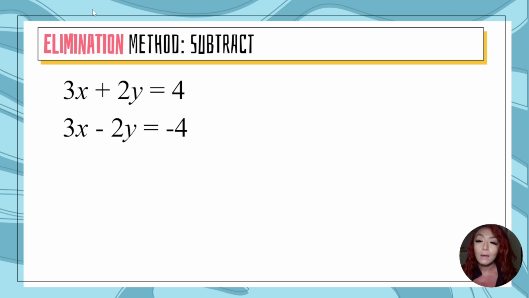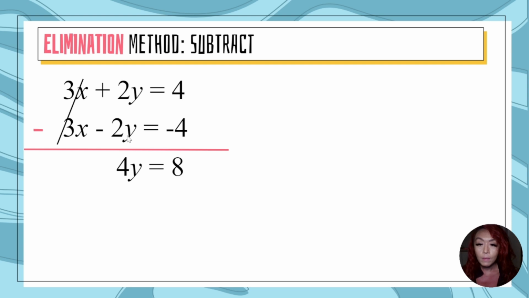So when you have two terms that have the same coefficient, same sign, you can subtract the equations to eliminate the variable. So now we're going to subtract the equations, and this time we're going to eliminate x to solve for y. So we'll do 2y minus negative 2y and 4 minus negative 4, and we get 4y equals 8. We can continue to solve for y by inverse operations, and we get y equals 2.